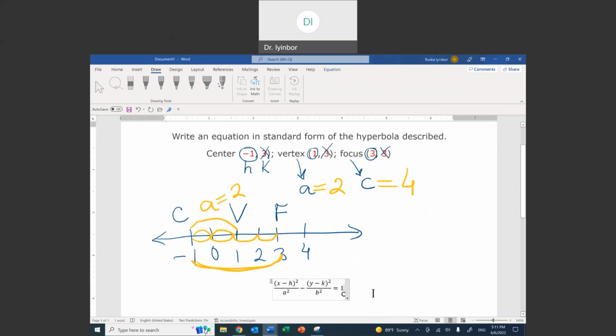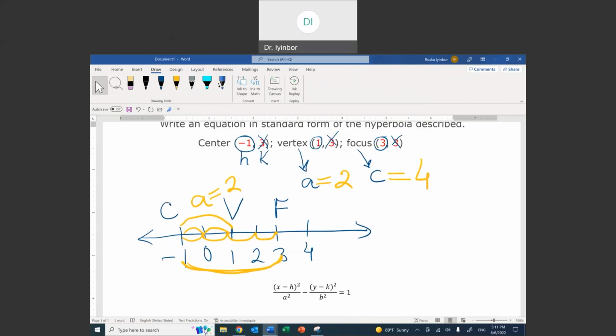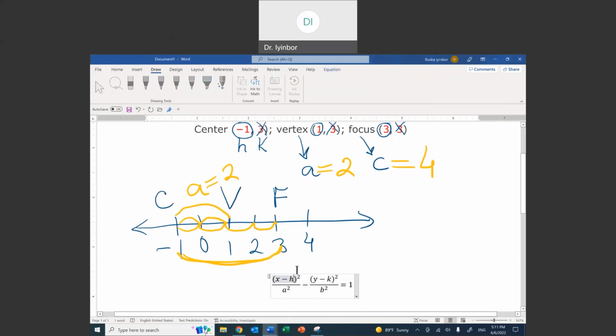So what that means, I'm going to just replace. What is h? h is -1. I'm just going to plug it in here. So we have center, it's -1. So in the place of h, I'm going to put -1. Now, if you have negative, negative 2, negative is going to make it +1. So change it, right? What is k? k is 3. So it's going to be y minus 3. So that's what you have in the top.